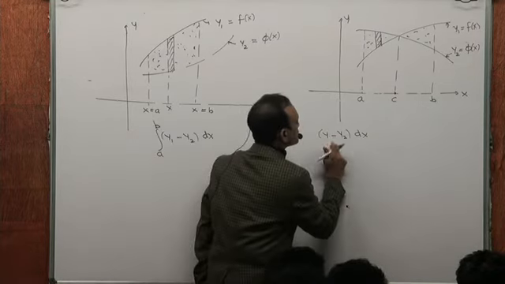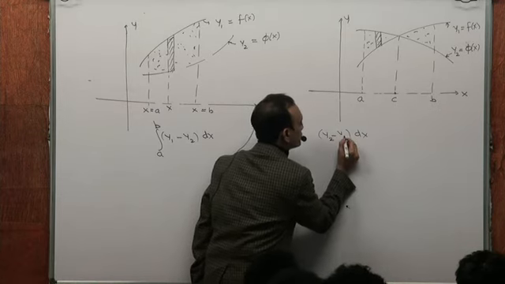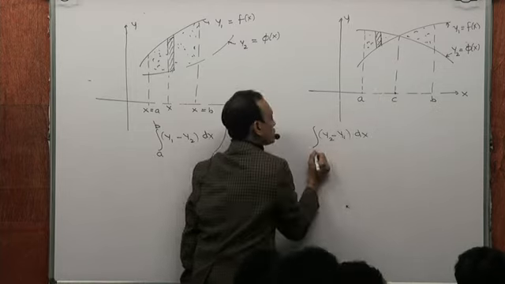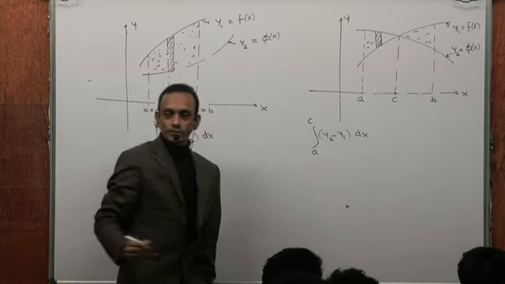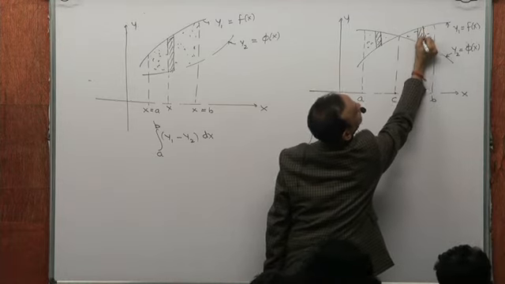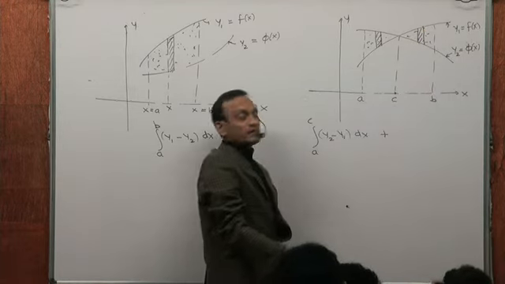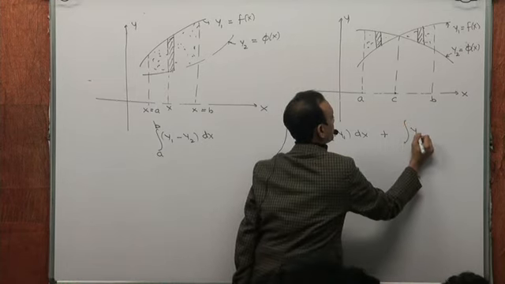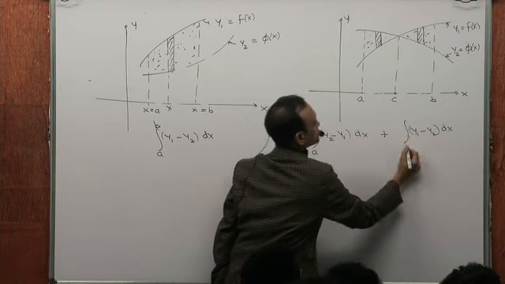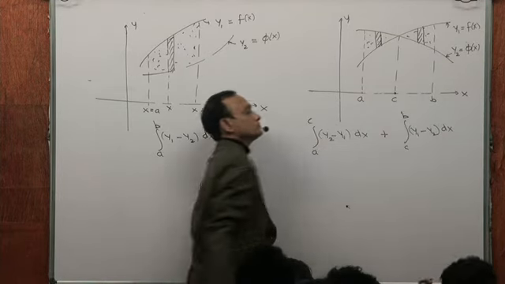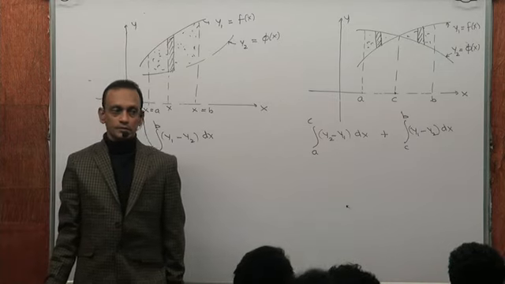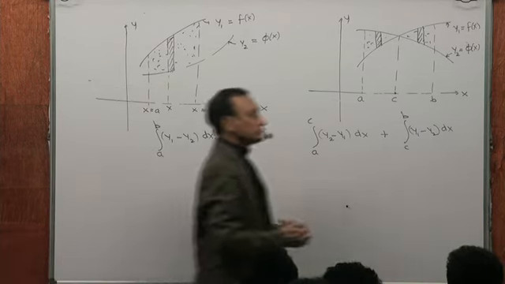Sorry, y2 minus y1, right? y2 minus y1 is this strip. Sum it up starting from x equal to a to x equal to c, plus now this strip. This is y1 minus y2. That's y1 minus y2 dx starting from x equal to c all the way to x equal to b. That's the strip. That's the area. Right?